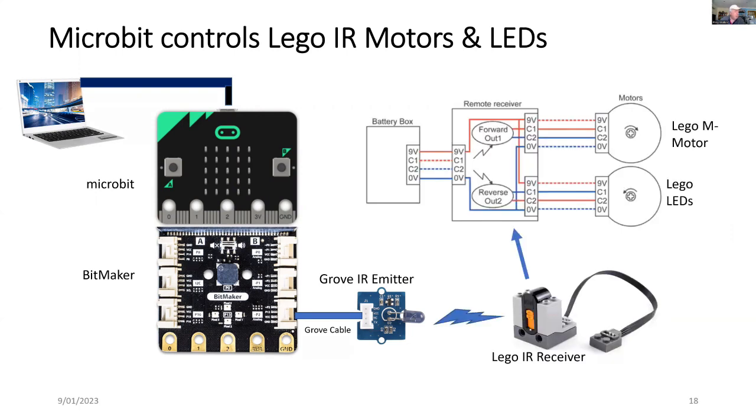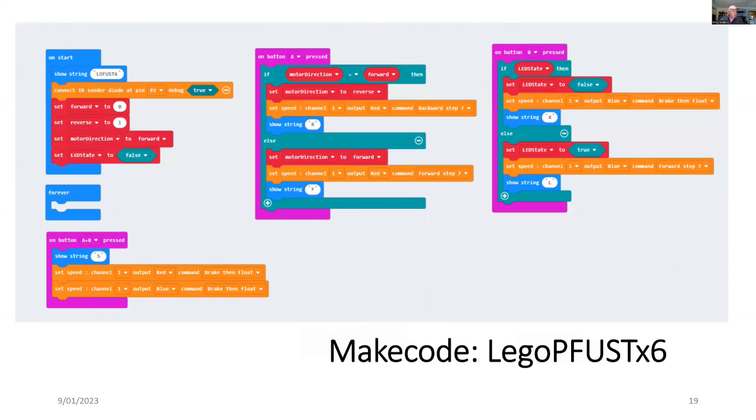Then once we've done that, we just add the Lego devices. And you can see the Lego IR receiver here and its connections. Okay, now for the software. I'm using MakeCode. This is the overall software. Not that complicated. The extension for the Lego IR receiver manages all the complexity for me. Well, let's just have a look through it.